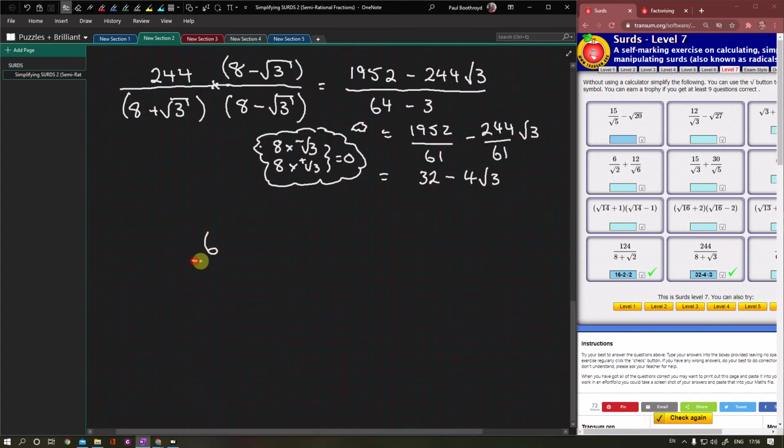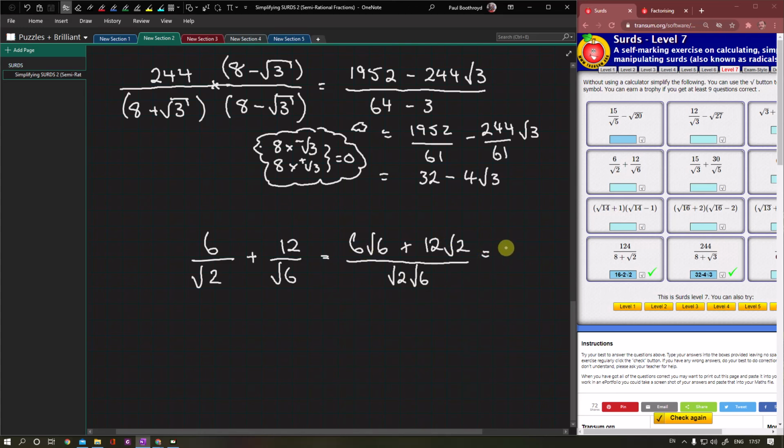So let's do the 6 over root 2 plus 12 over root 6. I would probably cross multiply to give me denominators that work. So I've now got 6 square root 2, 6 square root 6, plus 12 square root 2, all divided by square root of 2 times the square root of 6. These ones going on the numerator, we get 18. Oh no, we don't get 18 at all.